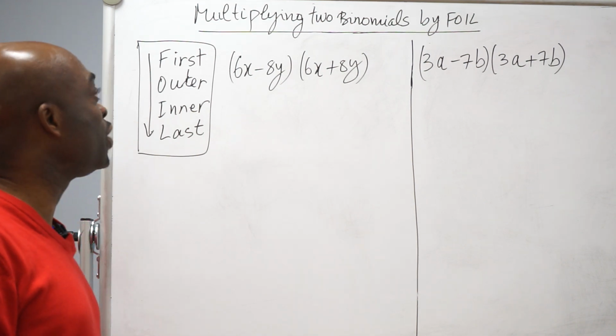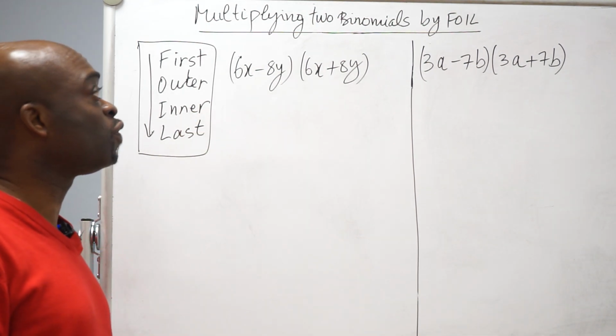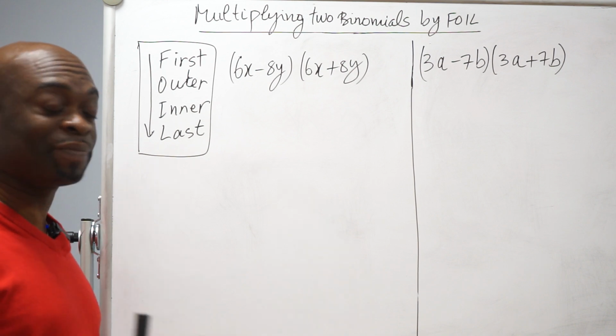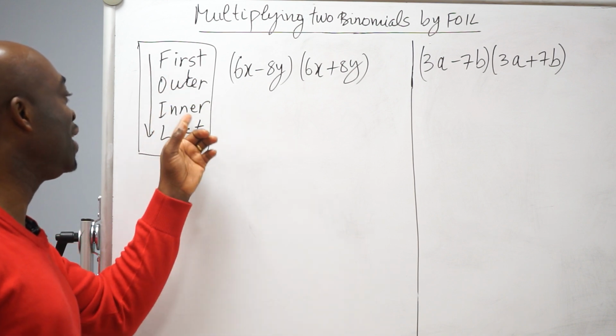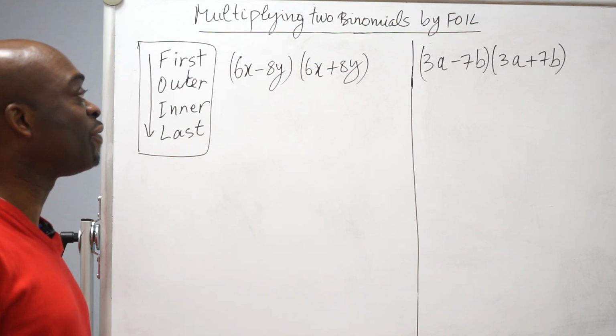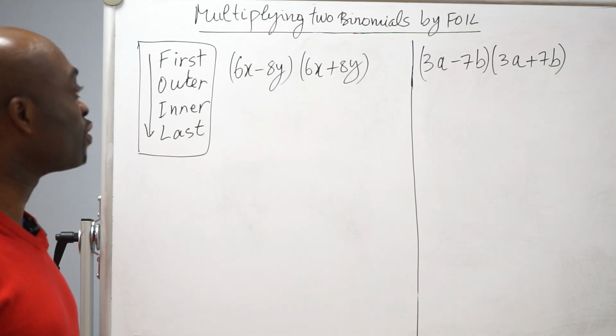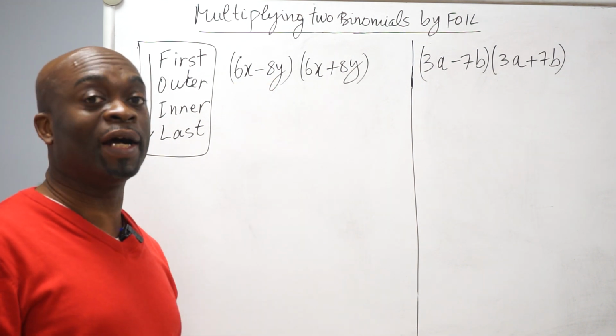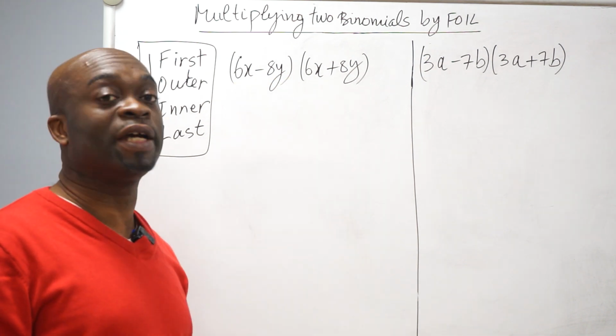Ladies and gentlemen, so we have multiplying two binomials here by the FOIL method still. So the FOIL method that we said before, which is the first, the outer, the inner, and then the last. All right? So now let's see the problems that we have here and see how sometimes they can also be quicker. So we have 6x minus 8y times 6x plus 8y.